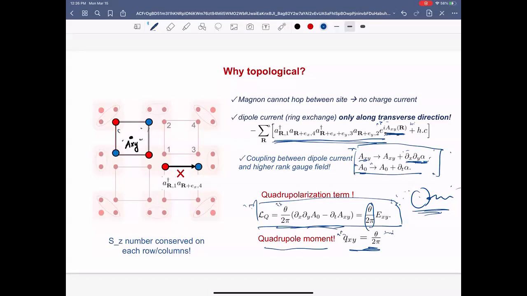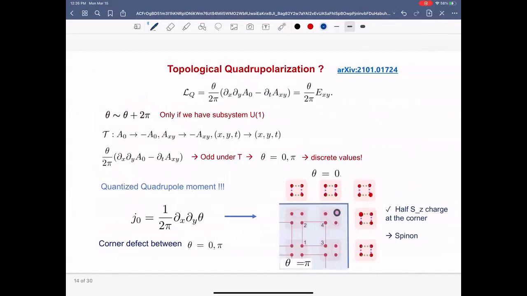So now we know the leading order response is something like a quadrupolarization term, and its coefficient is a quadrupole moment. But what we are looking for is not just a response theory. What we are looking at is a topological response theory. So our hope is to figure out whether this quadrupolarization response can have a quantized coefficient, such that theta can only take some discrete values in the presence of symmetry constraint.